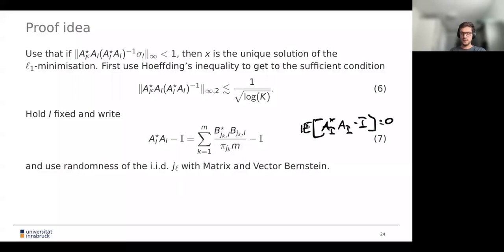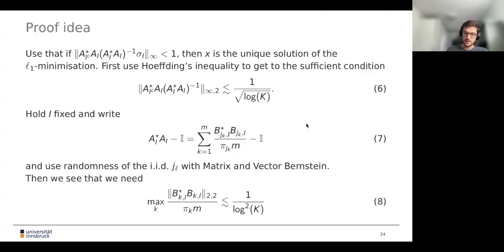And what we then do is, okay, we write this as a sum of independent random matrices, and use the matrix Bernstein inequality to basically bound the probability that the operator norm of A_I^* A_I minus I is bigger than some constant. So we want this to be very small. And once we have that, we get the following sufficient condition.